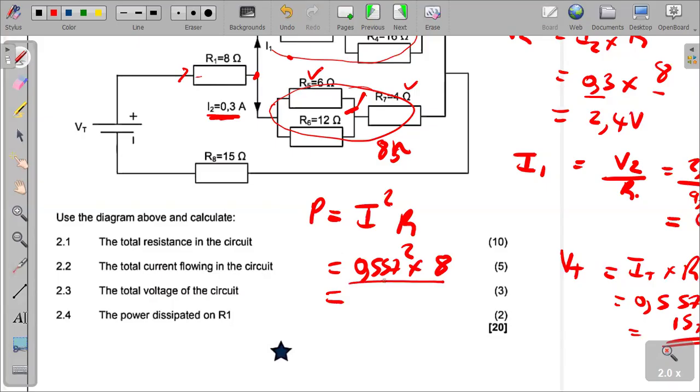If we punch that on the calculator, what is it going to give us? It's going to give us 2.482 watts. Power is measured in watts. That's our power there.